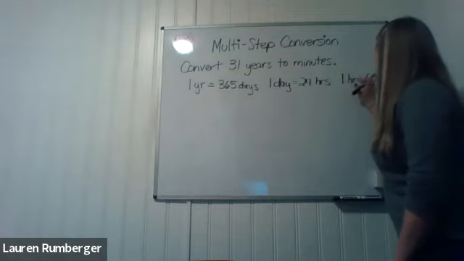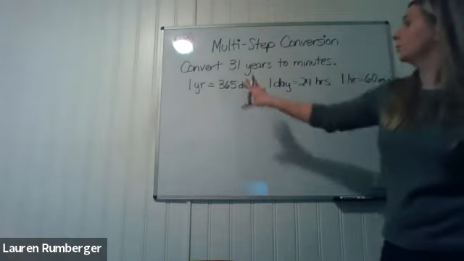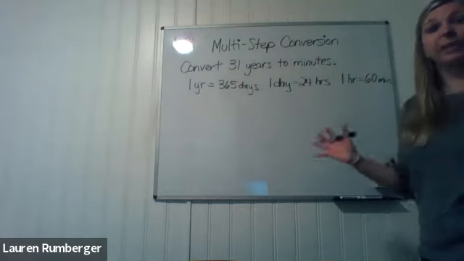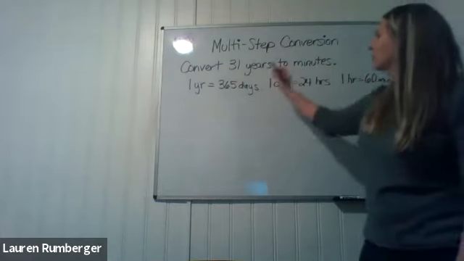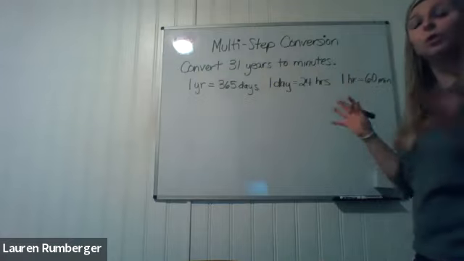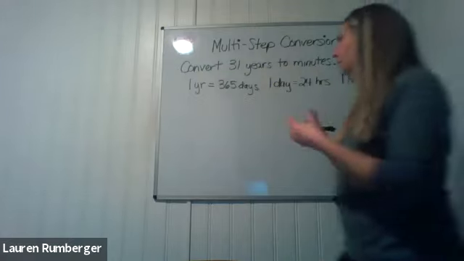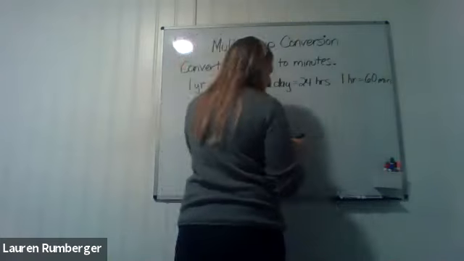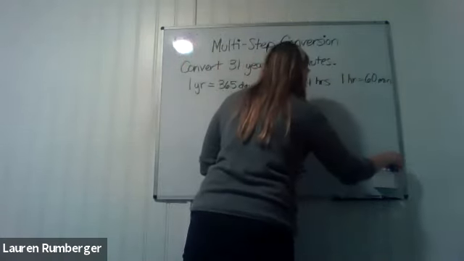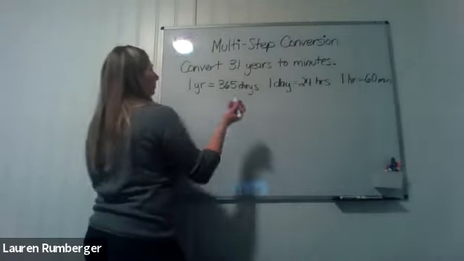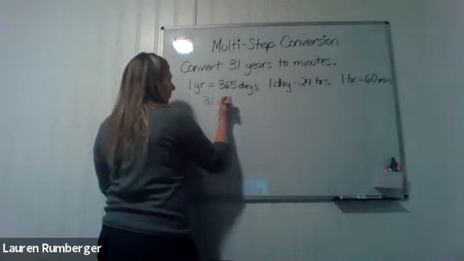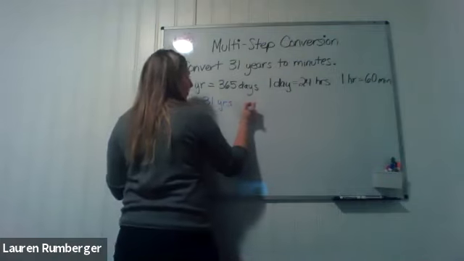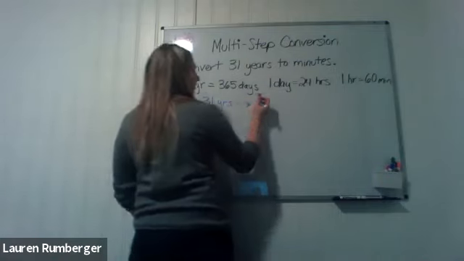Okay. So now what we have here is 3 relationships that we're going to connect together to be able to convert years to minutes. So I'm going to write out our plan. Our plan will be, we are going to convert 31 years to days.